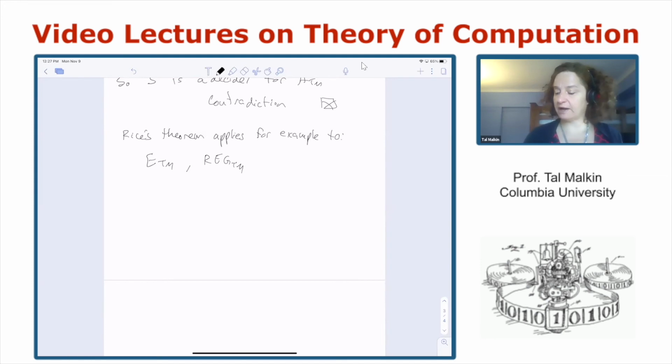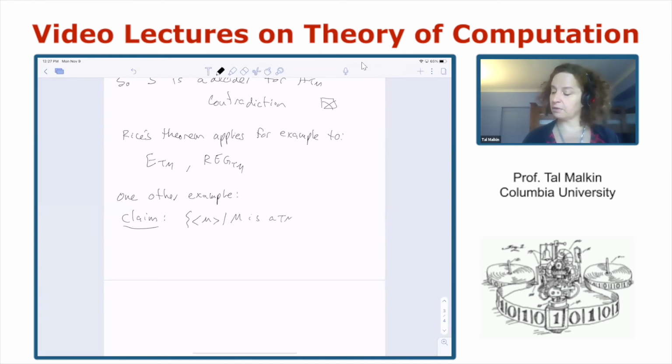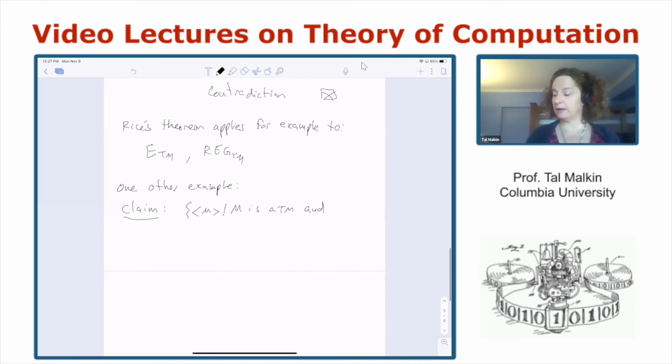So here's one other example, just to see one other example, pretty arbitrary. I'm going to prove that this language is not decidable by applying Rice's theorem. So consider the following language. M is a Turing machine, and now I want to put some property that depends on the language of M. So let's say all strings accepted by M start with 0.